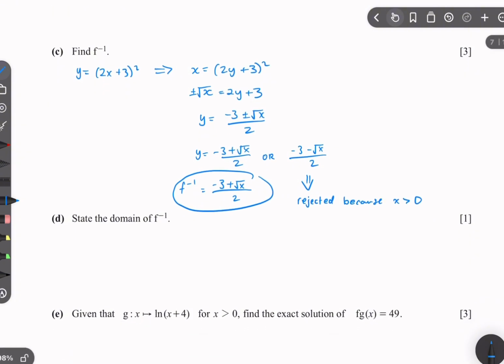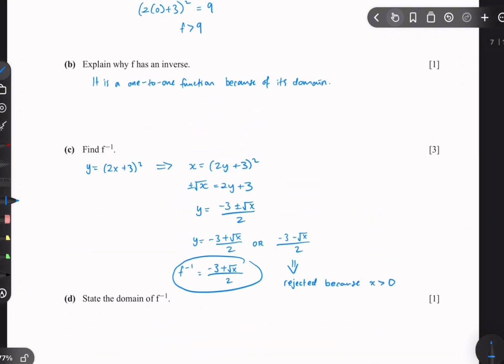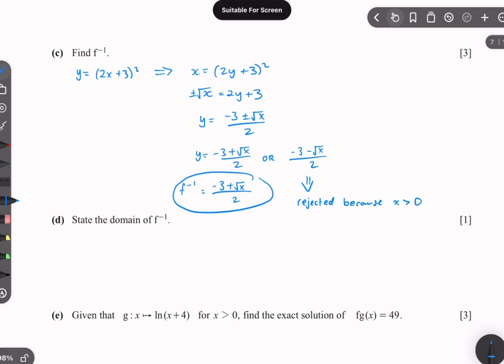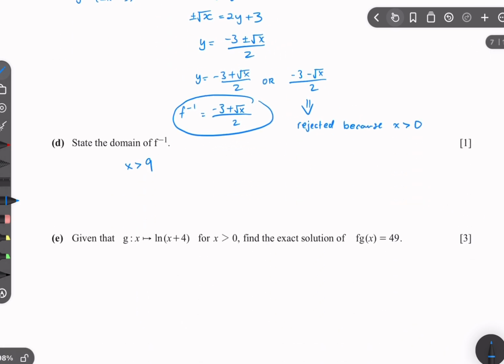Part D, state the domain of the inverse of f. Okay, so the domain of an inverse function is the range of the original function. And we know the range is f is larger than 9 from part A. Therefore, the domain will be x is larger than 9.